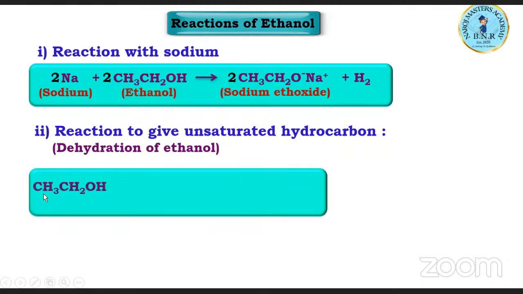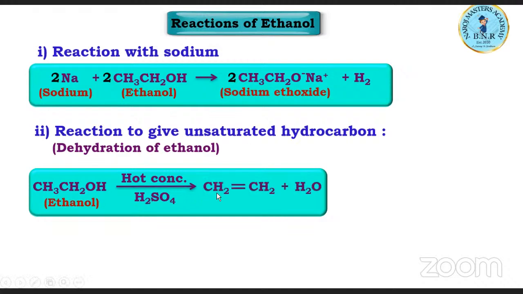Look here: CH3CH2OH. What is the name of this structure? Ethanol. If you dehydrate it, dehydrating means what we have to do here? A heating process, with hot concentrated H2SO4. Is H2SO4 an acid or a base? Acid, sulfuric acid. Now it became CH2, that means C2H4.